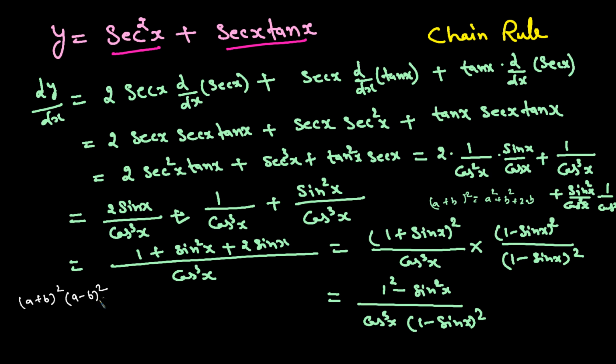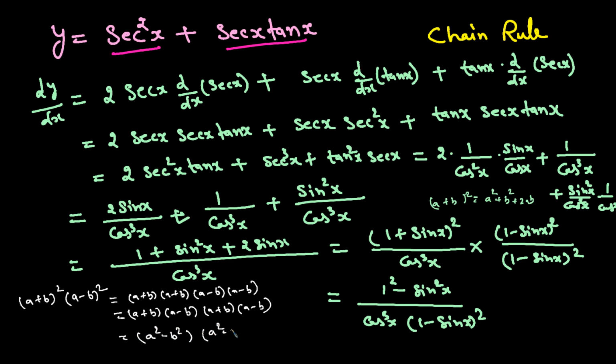So this is basically equal to a plus b two times, right, and a minus b also two times. If I rearrange them, I'm going to pair a plus b with a minus b, and a plus b with a minus b. And if you see, this is basically equal to a square minus b square multiplied by another a square minus b square, which is equal to a square minus b square, whole square, over here.